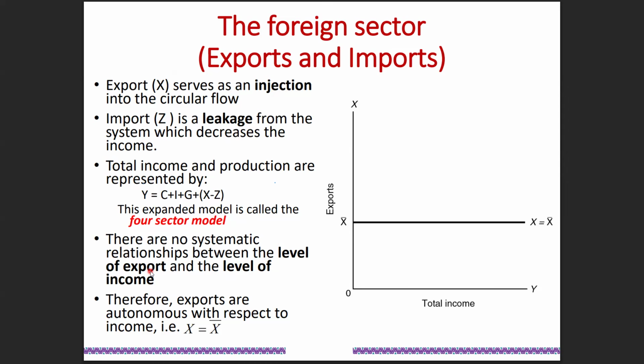So export is autonomous, okay? Because it's independent of income. So you can see here, the curve is just horizontal like that to show that export is independent of what? Of income. Therefore, exports are autonomous with respect to income, and then your X is like that, but it can also be written as X bar to show that exports are autonomous. They're independent of what? Of income.